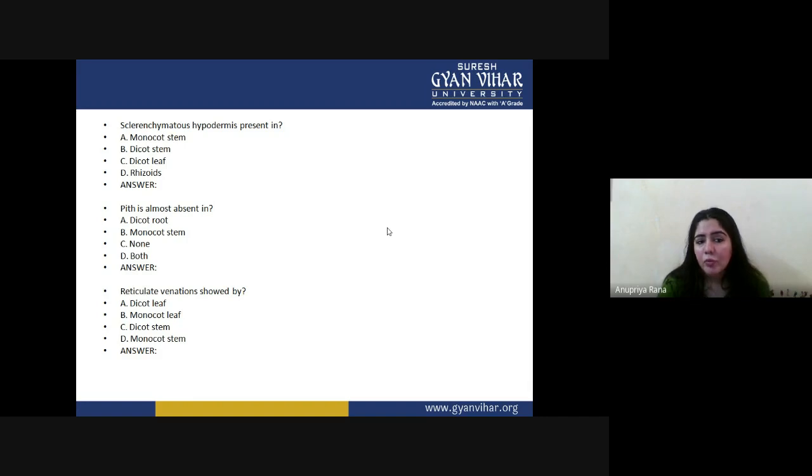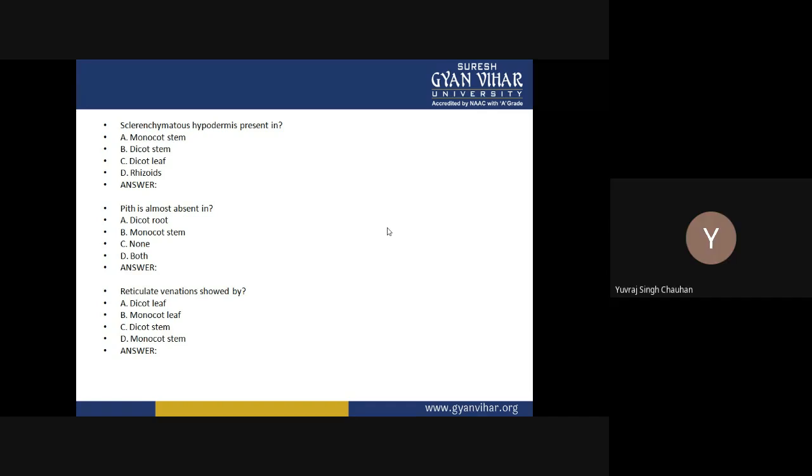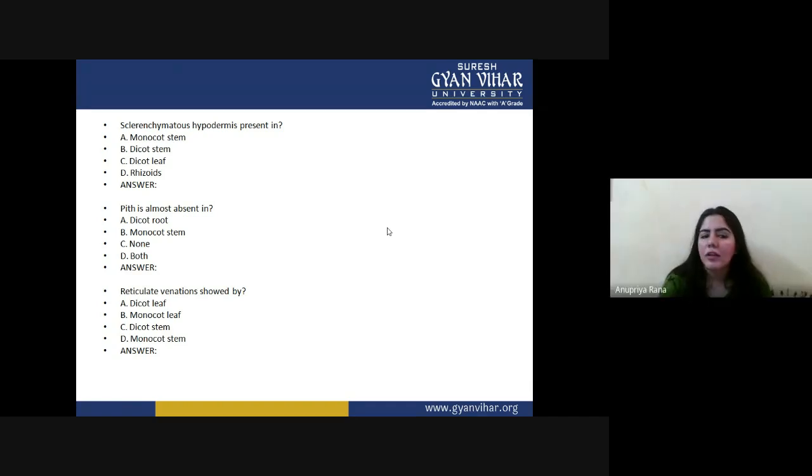And pith is almost absent in. The second question, I think you can answer this question. Pith is also almost absent in. Monocot stem, because the dicot stem has a developed pith. So obviously the pith is almost absent in the monocot stem.